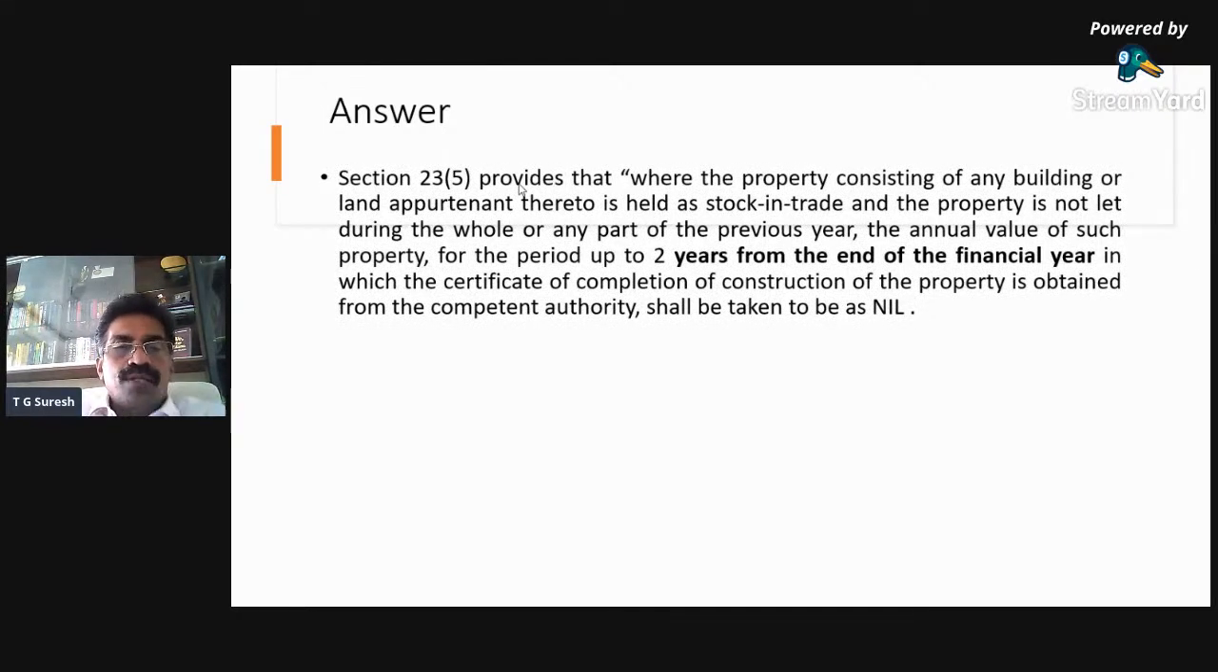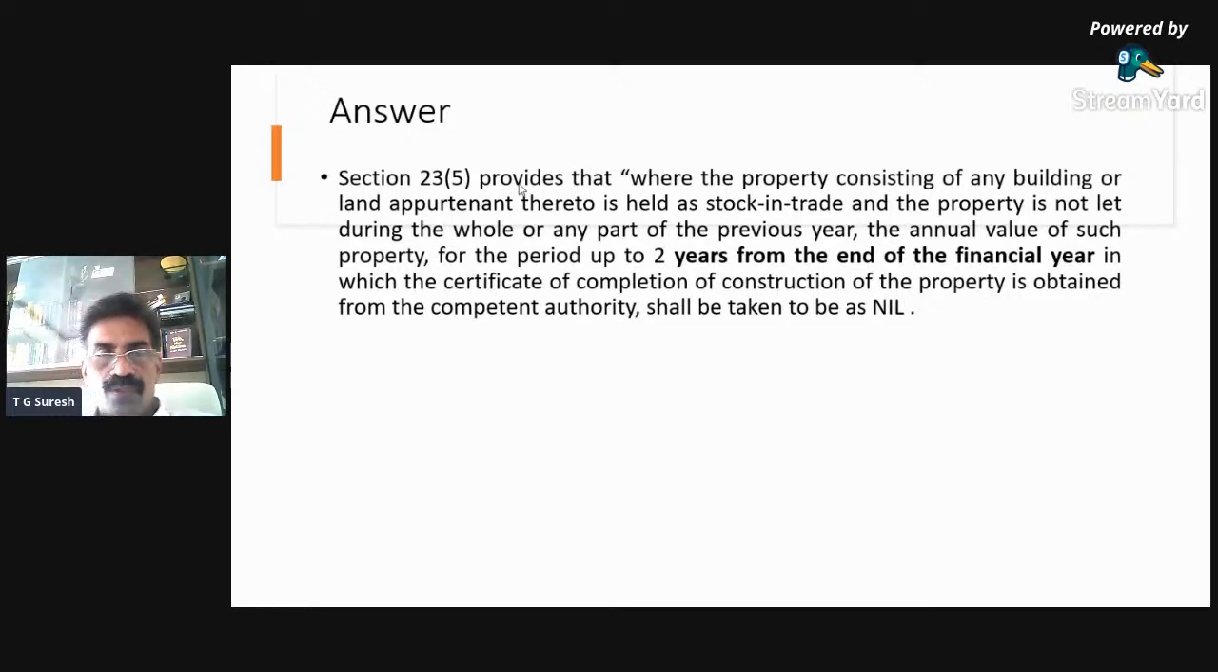So let's move on to how you should write the answer to this question. Section 23(5) provides that where the property consisting of any building or the land appurtenant thereto is held as stock in trade, and the property is not let during the whole or any part of the previous year, the annual value of such property for the period up to 2 years from the end of the financial year in which the certificate of completion of construction of the property is obtained from the competent authority shall be taken to be 0. So up to this particular point, you'll get 2 marks. That's what you must understand.